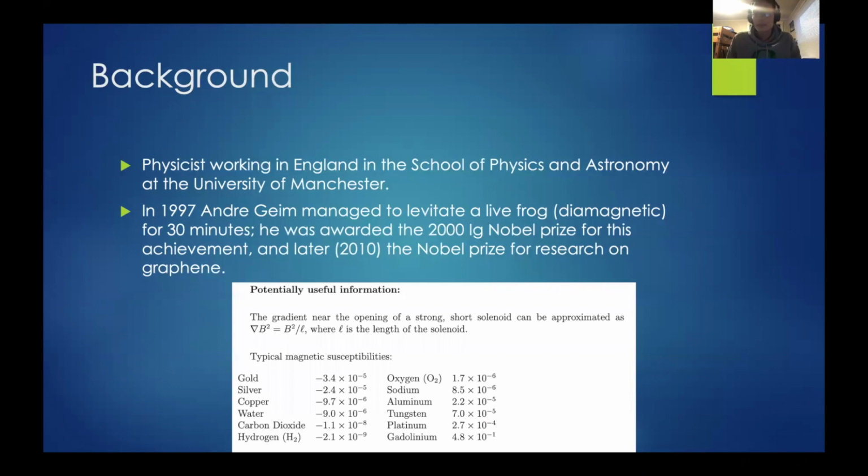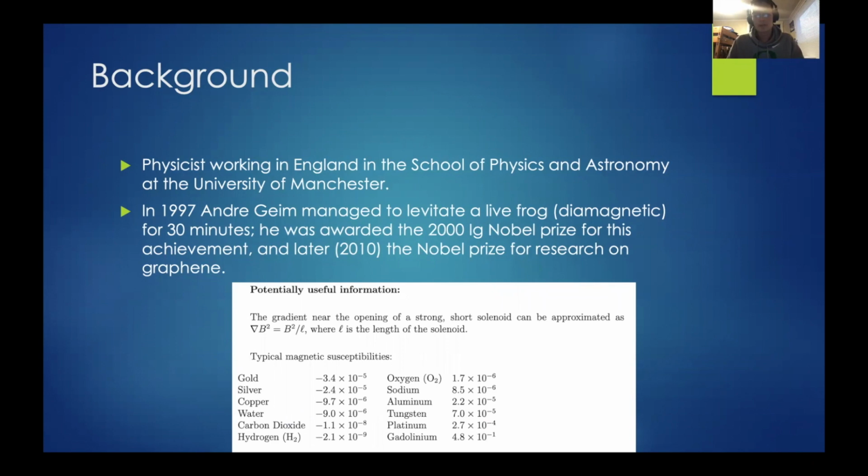All right, so first for a little bit of background, Andre Geim is a physicist working in England in the School of Physics and Astronomy at the University of Manchester. In 1997, he managed to levitate the frog, and he was awarded the 2000 Ig Nobel Prize. This is like a fake Nobel Prize nomination for kind of joke experiments. And then later in 2010, he won an actual Nobel Prize for research on graphene.